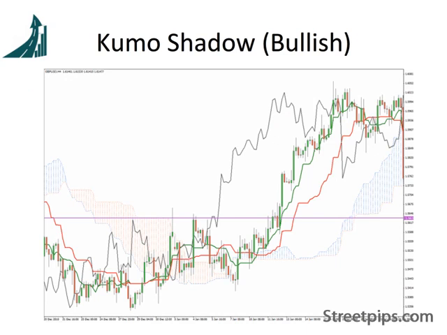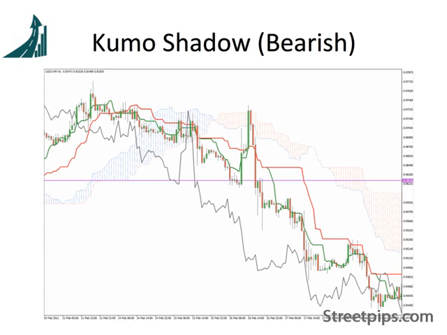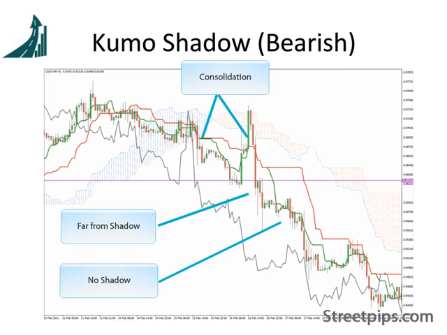At the bottom of this chart, we see prices consolidating, with Kumo's shadows close behind. Prices gradually got further away from the clouds, and began to trend stronger, the further they were from the Kumo's shadows. In this bearish example, we also notice prices consolidating when the Kumo's shadow was close behind. Once price was far away from the shadows, and finally cleared of any shadow, they started to trend strongly.